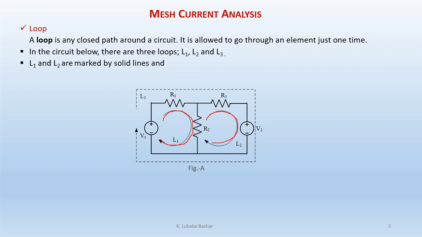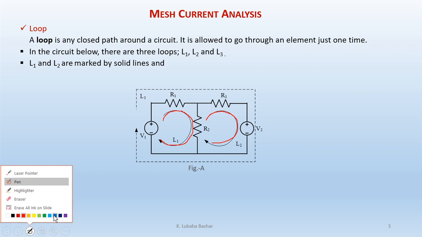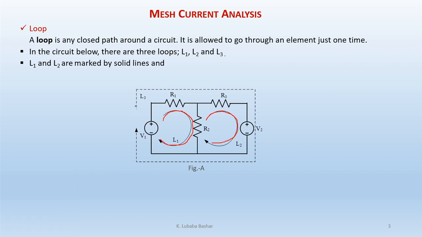But there is another loop too, and which is L3. It is a loop that is all the way around the circuit. It contains only the external elements of the circuit. L3 contains V1, R1, R3, V2, these elements only. So, you can see that I have drawn L1 and L2 with solid lines.